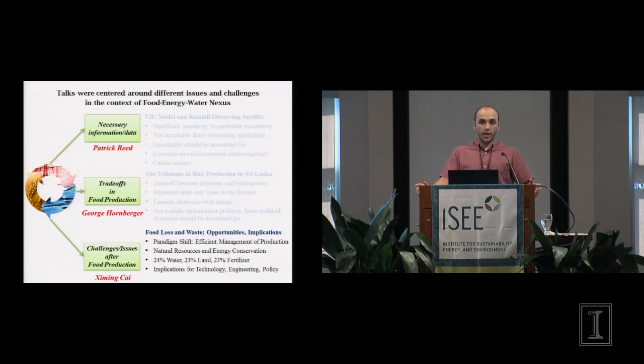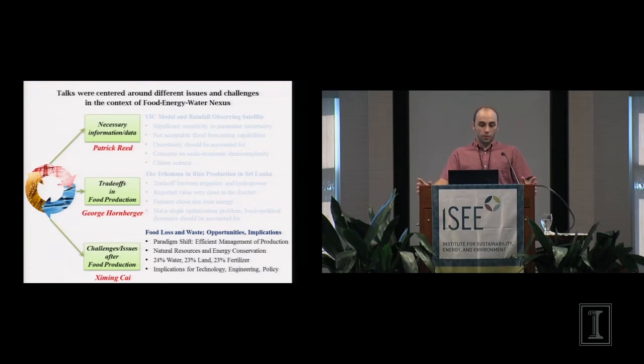It is striking to know that food loss and waste accounts for 24% of water, 23% of land, and 23% of fertilizer used for total food production. So therefore, reducing that amount of food loss and waste has some implications for natural resources and also energy conservation.